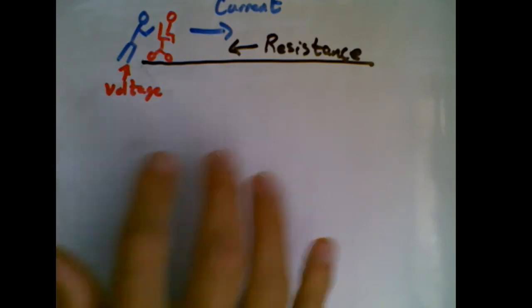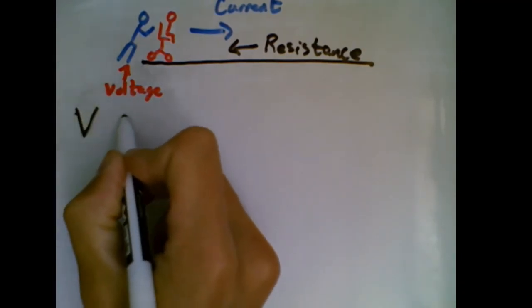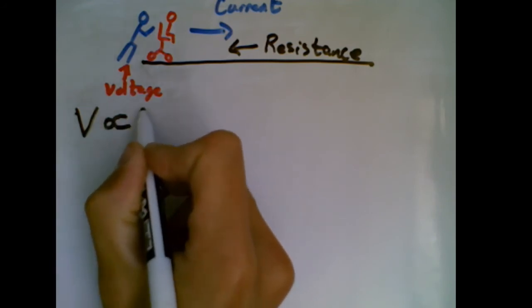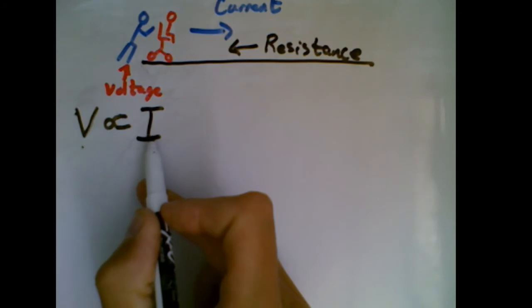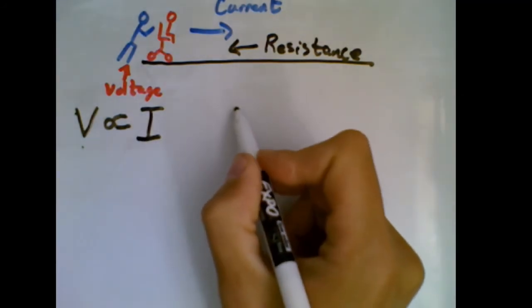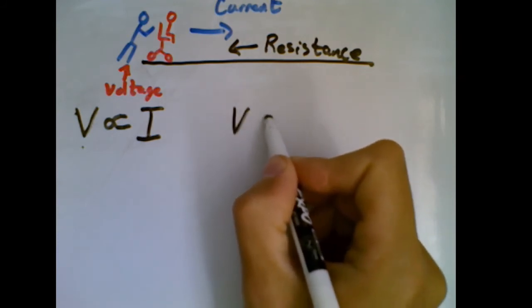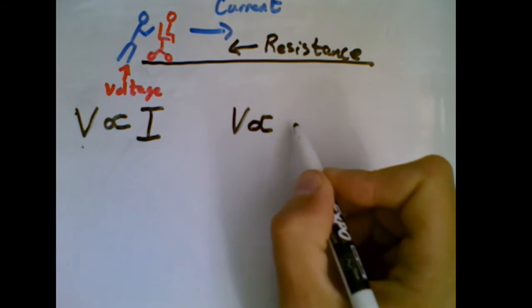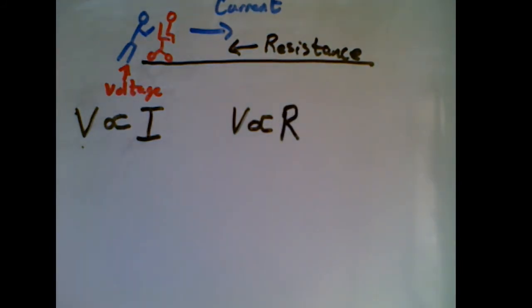You see, we can actually think about all of these relationships. We talked about how voltage is proportional to the current. The higher the push, the greater the speed. But there is another relationship as well, and that is that as the resistance goes up, the voltage must also go up. So voltage is proportional to resistance.